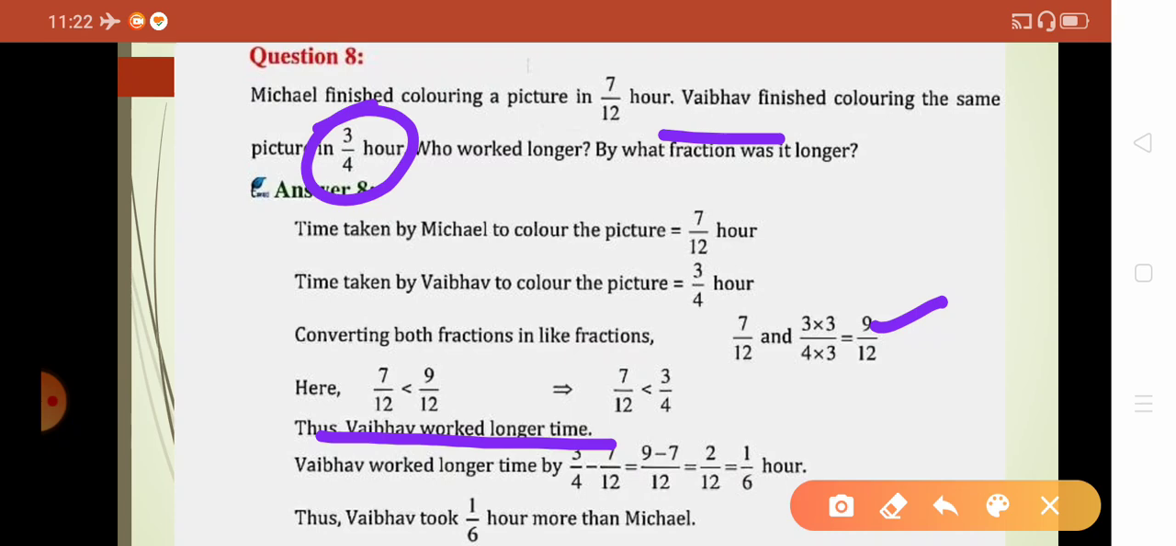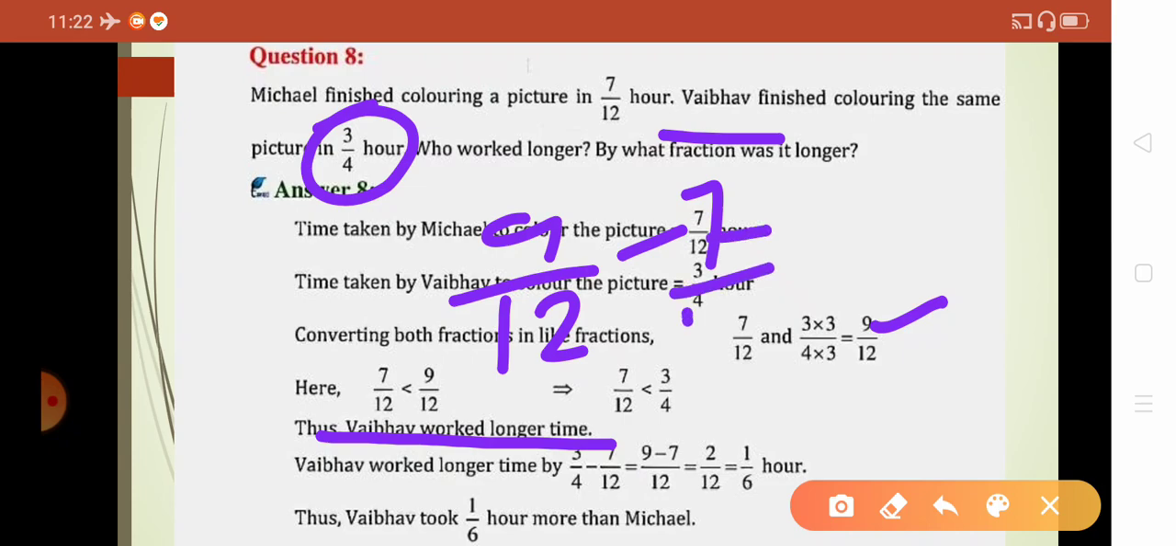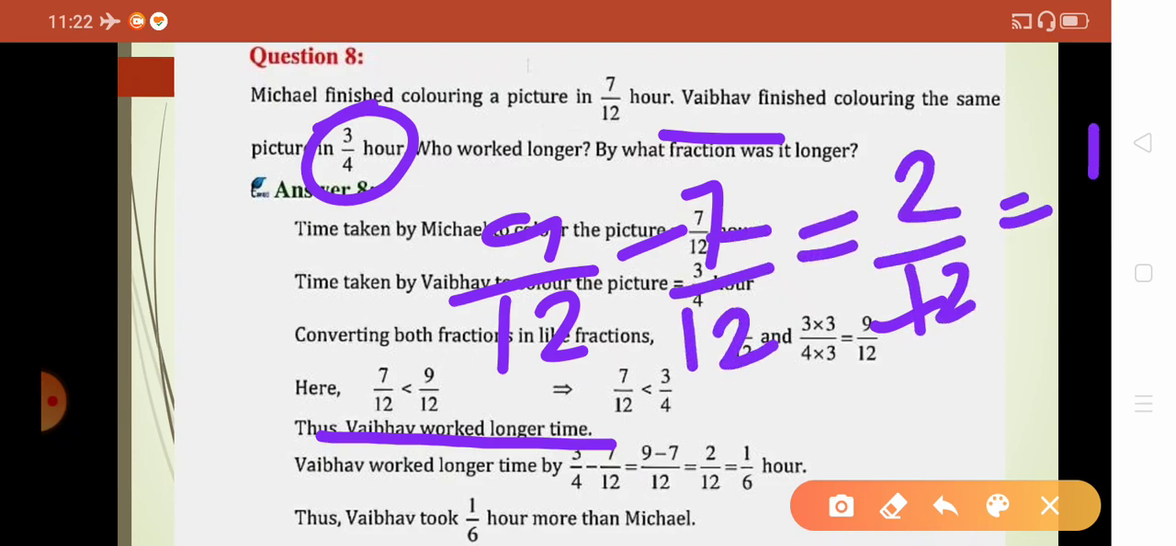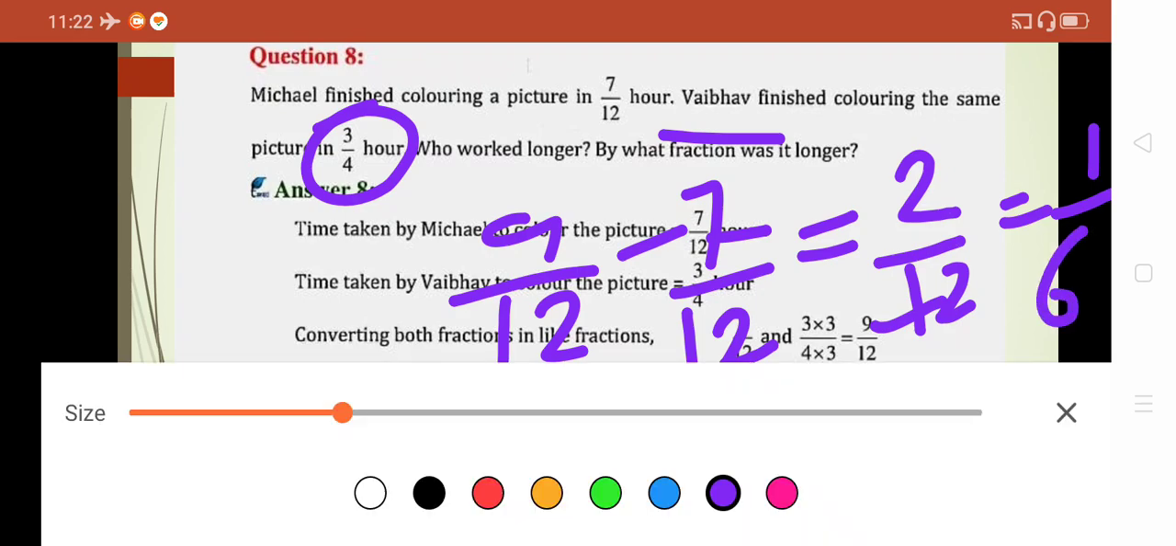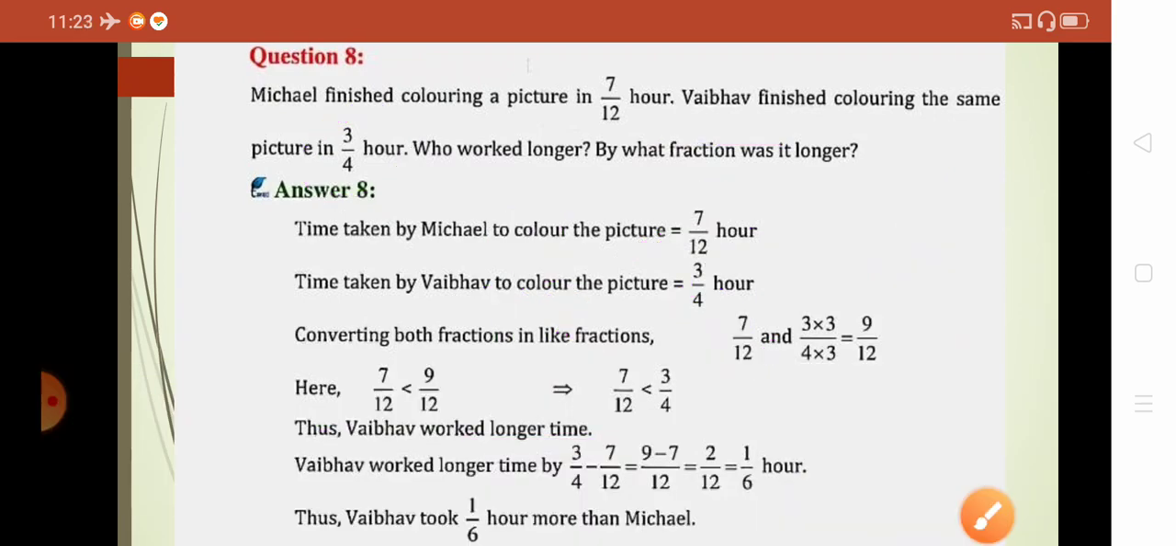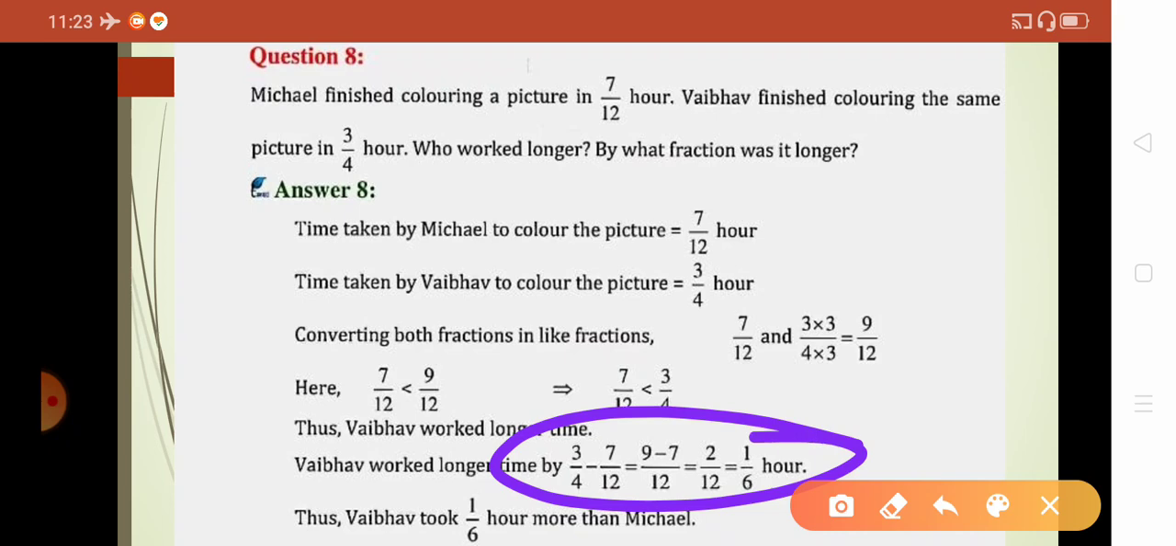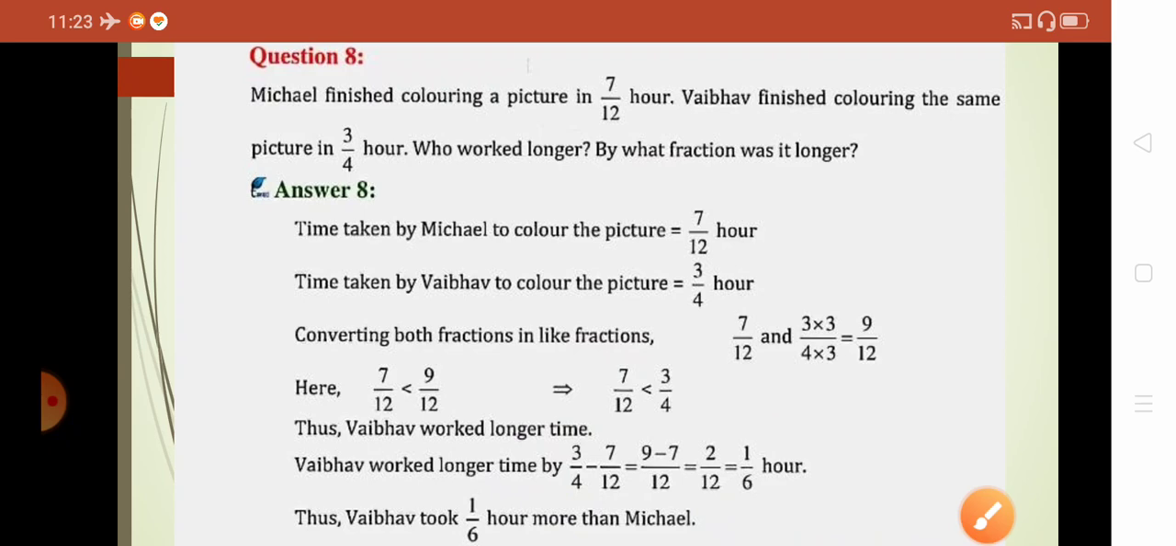By how much? We will simply subtract 9 by 12 minus 7 by 12. So 9 minus 7, 2 by 12, that is 1 by 6 hours. So here it is given 1 by 6 hour more. So Vaibhav took 1 by 6 hour more than Michelle.